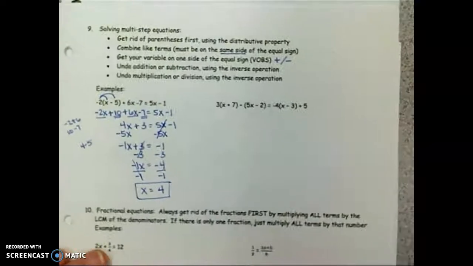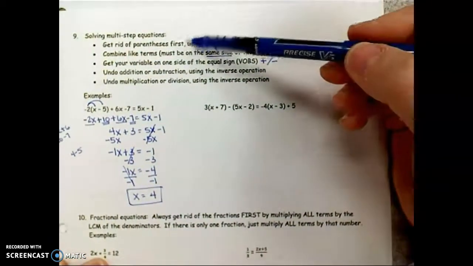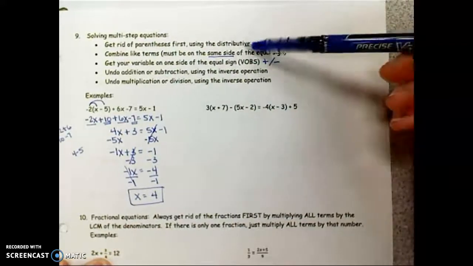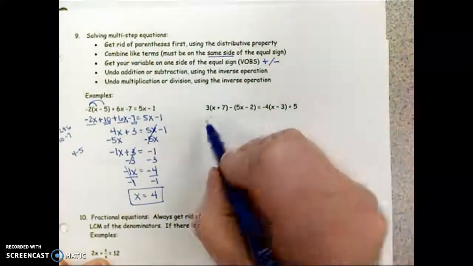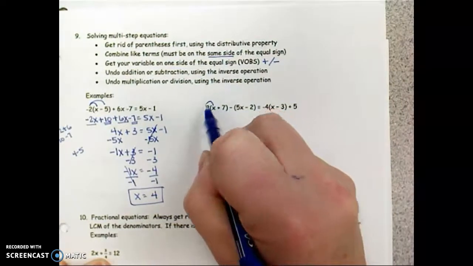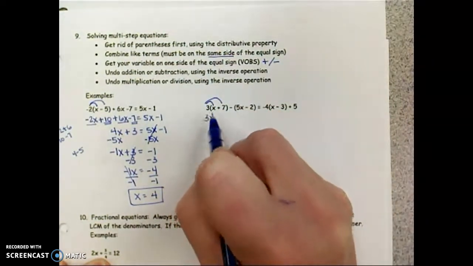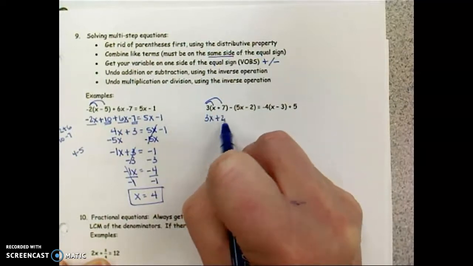So we're going to do the same thing on this next example. We're going to begin by getting rid of the parentheses. We have 2 sets of parentheses, so we have to distribute twice. The first time we're distributing a 3 times the x and the 7. So 3 times x is 3x. 3 times 7 is positive 21.